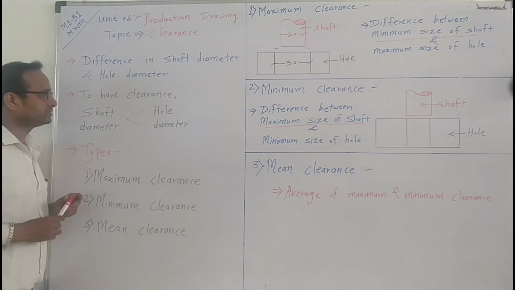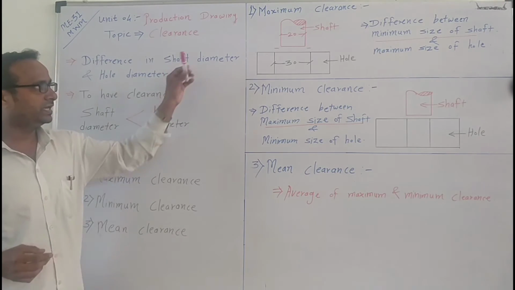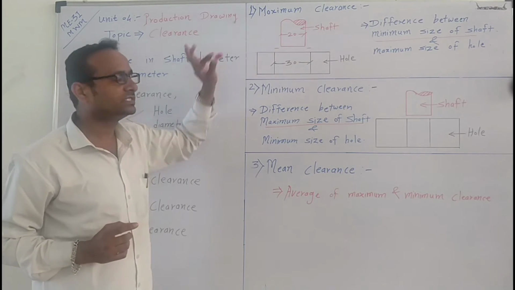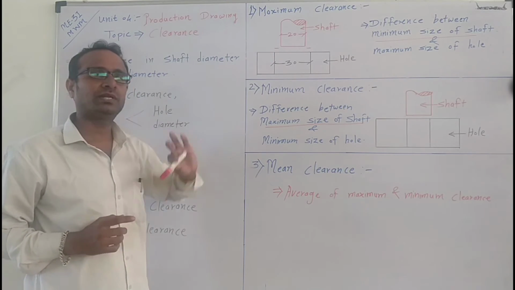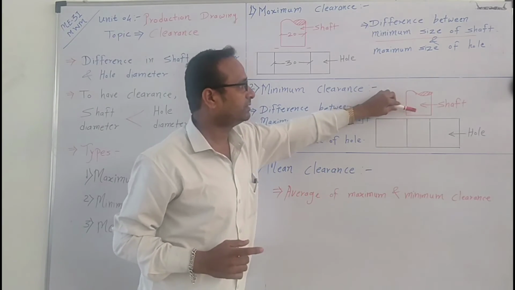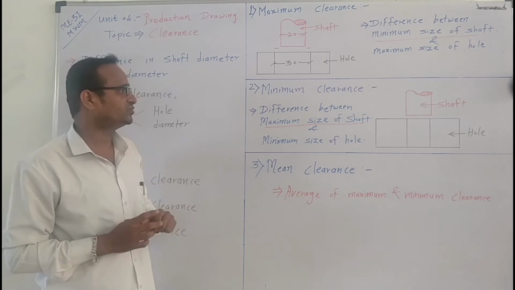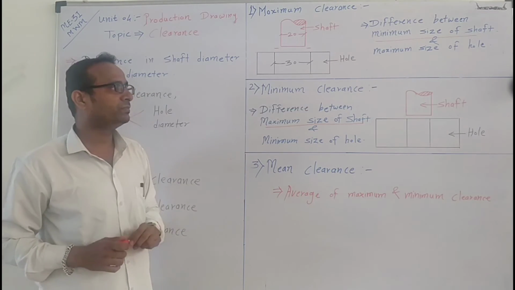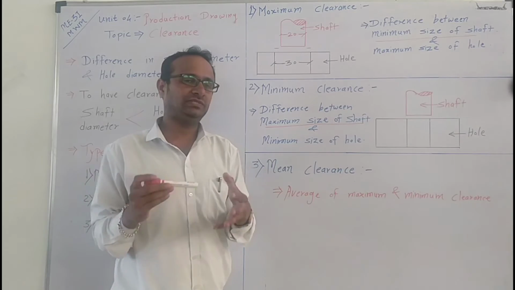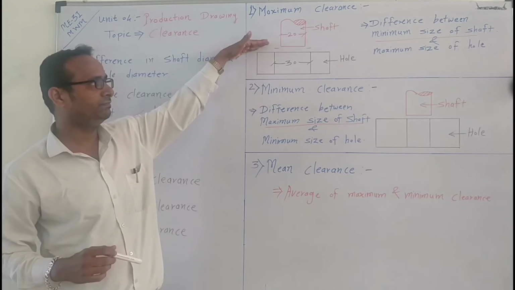What is the requirement of clearance? To have clearance, shaft diameter is less than the hole diameter. Here we can see clearly the difference between the shaft and hole. Maximum clearance is provided. In this example, 10 mm clearance is provided. But in this diagram, the shaft size is somewhat maximum. We have to consider the maximum size of shaft in the minimum clearance. It is easily fitted, and it is fitted by press fitting or push fitting. So this is the difference between minimum and maximum clearance.